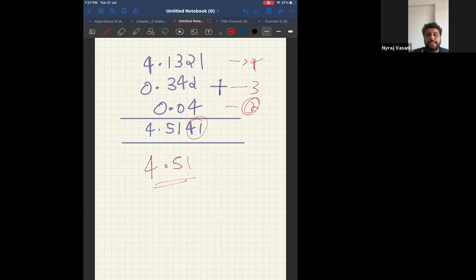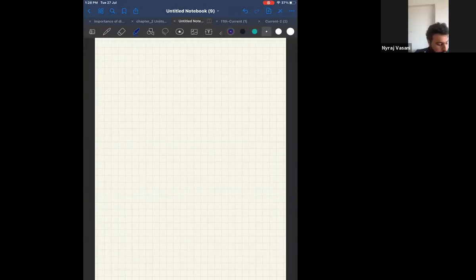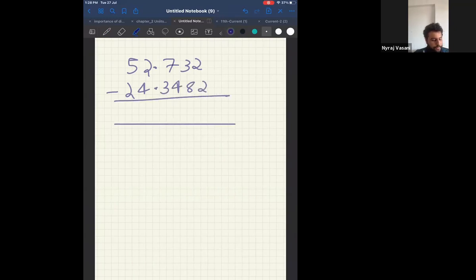We will take one more example of subtraction and then we go to multiplication and division. For subtraction, the rule is 52.732 minus 24.3482. Start. Give me the first answer, actual answer, and then tell me after applying the rule, what is the answer. So I want 2 answers. One is the actual answer and one after applying the rule, what will be the answer.